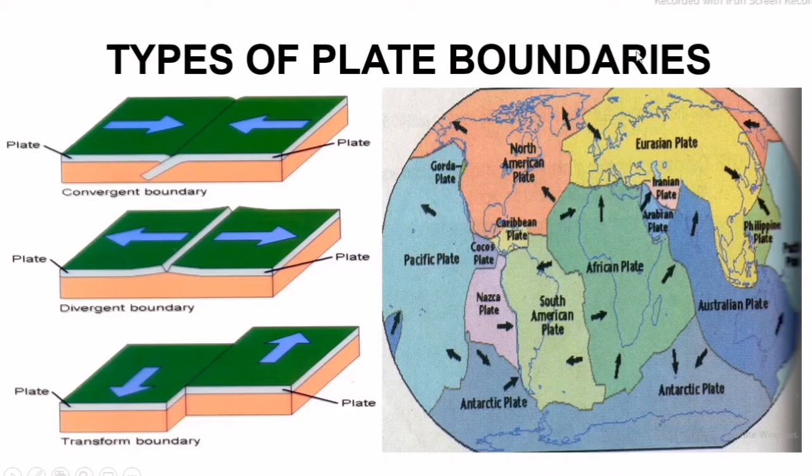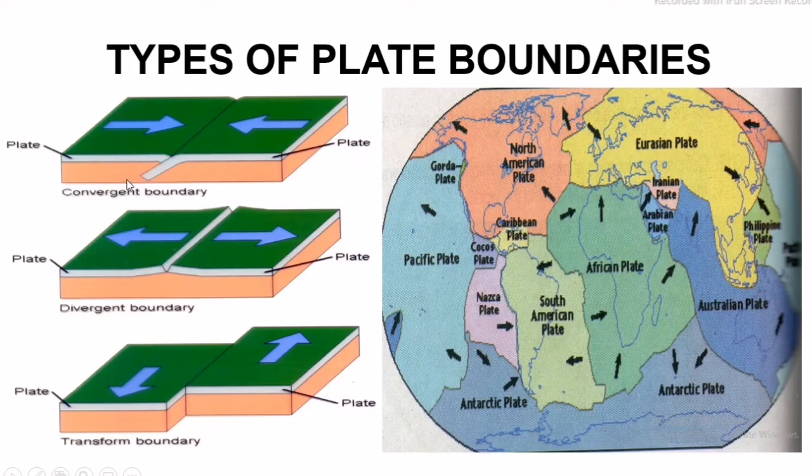So we have different types of plate boundaries. Since each plate is moving, we can classify the different plate boundaries into three according to how the plates move. We have convergent plate boundary, divergent plate boundary, and transform boundary. On the map, we have different arrows that indicate the motion of the plates.